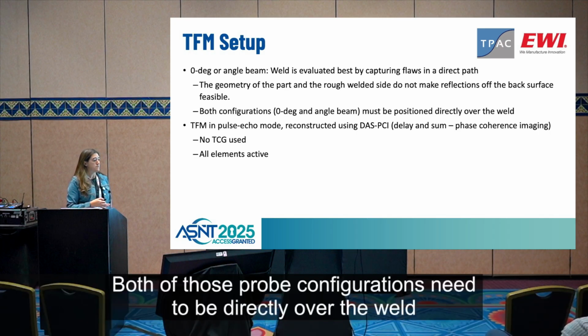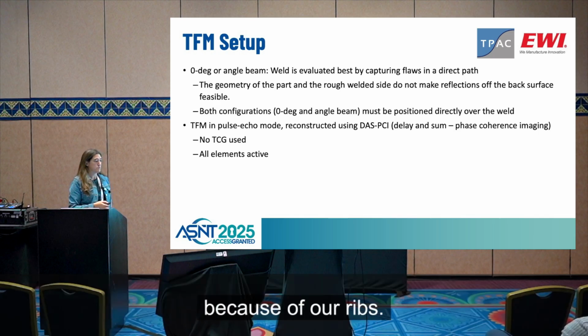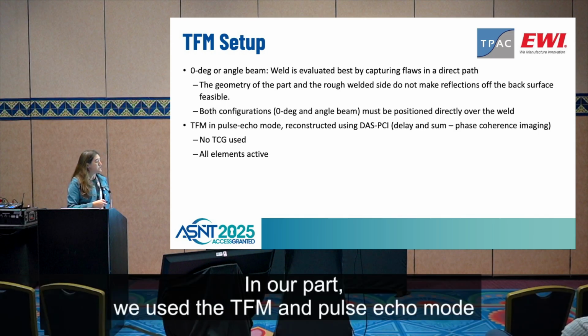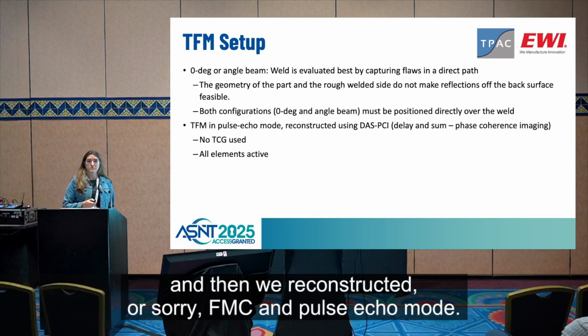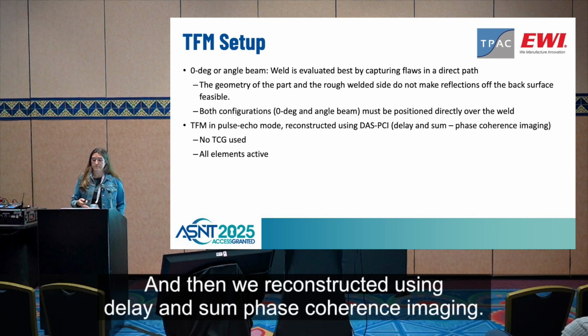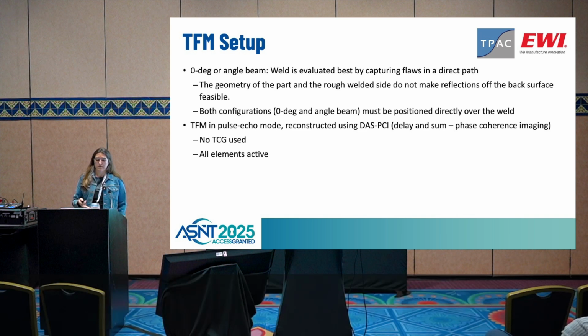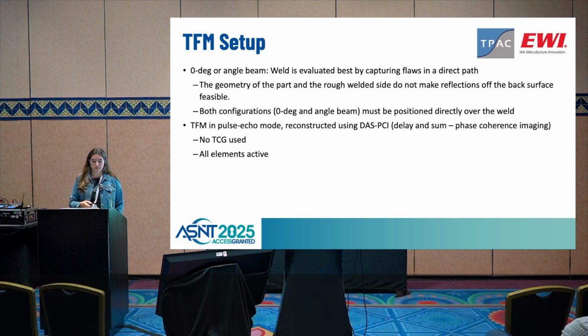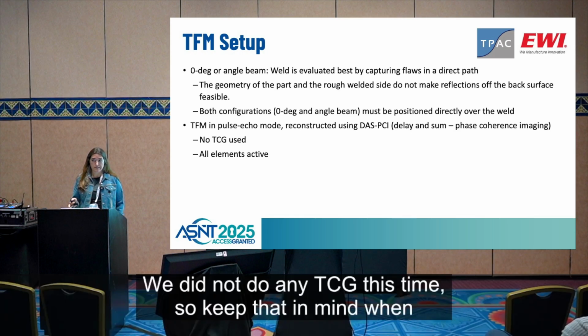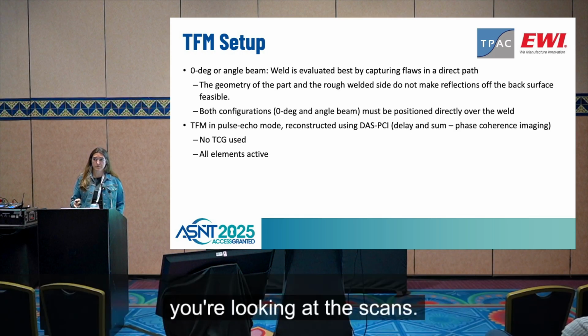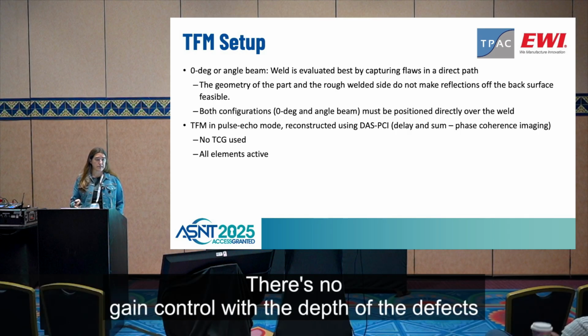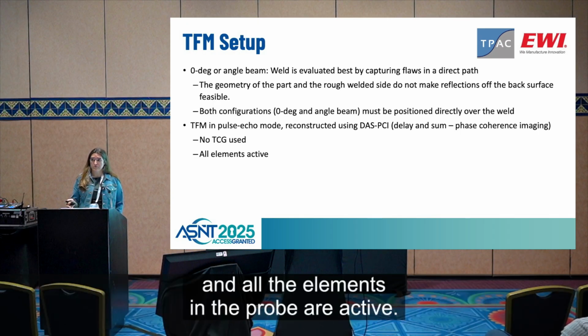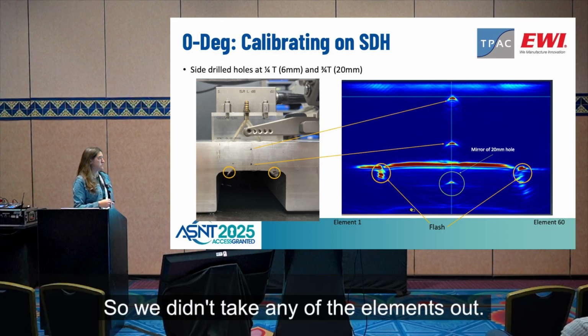Both of those probe configurations need to be directly over the weld because of our ribs in our part. We used the TFM in pulse echo mode, FMC in pulse echo mode, and then we reconstructed using delay and sum phase coherence imaging. So the PCI was new to us, but that cleaned up our signals really well. We did not do any TCG this time, so keep that in mind when you're looking at the scans. There's no gain control with the depth of the defects. And all the elements in the probe are active. So we didn't take any of the elements out.